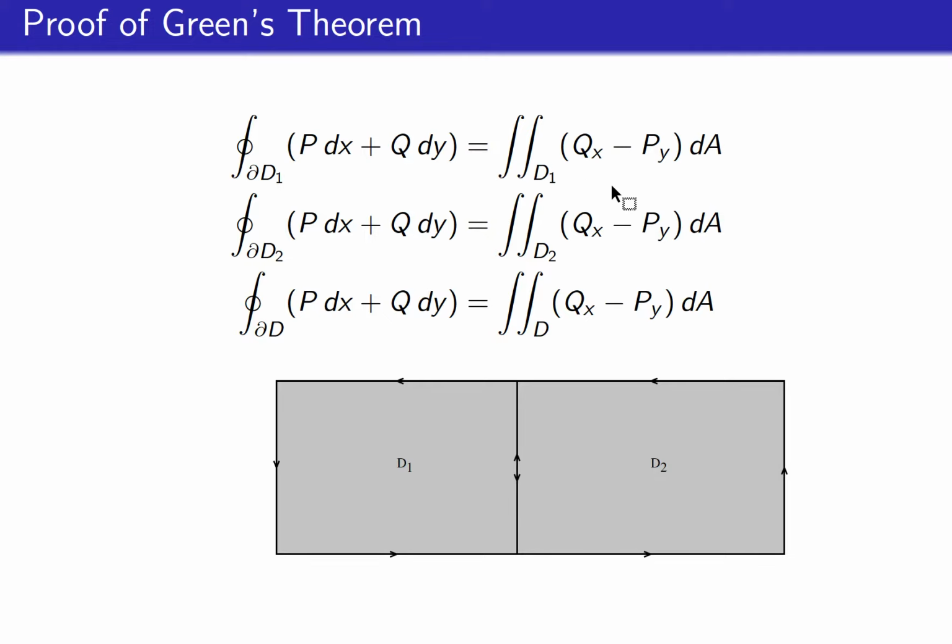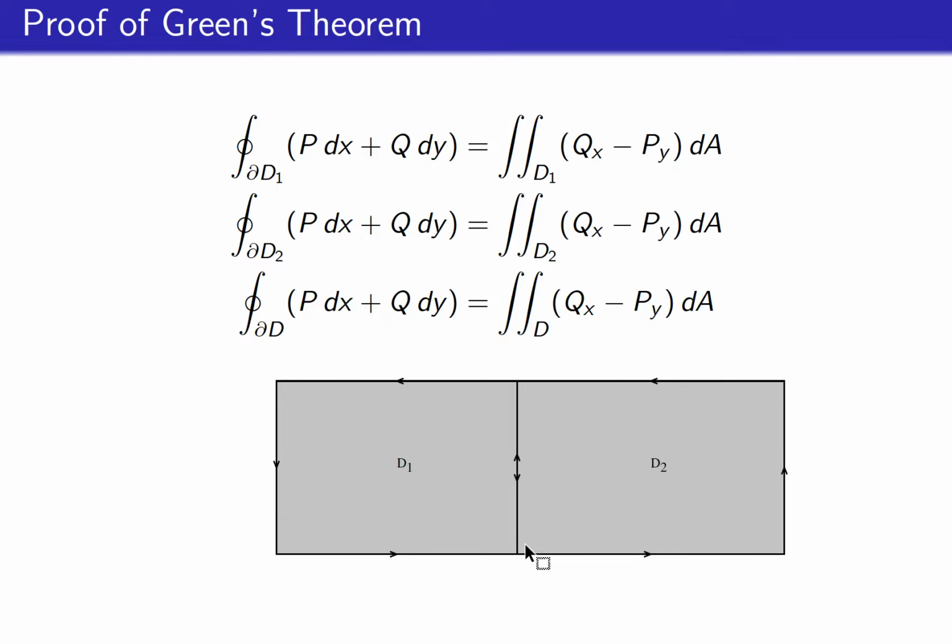Let's look at this side first. This double integral on D1 plus this double integral on D2, when we add them together, we're going to get a double integral on this whole region together. I'm going to call that D. D is this whole D1 together with D2. Now let's look at the left side. This is the boundary of D1, this is the boundary of D2, and if I add these two integrals, I'm going to add these integrals like this, and these integrals like this.